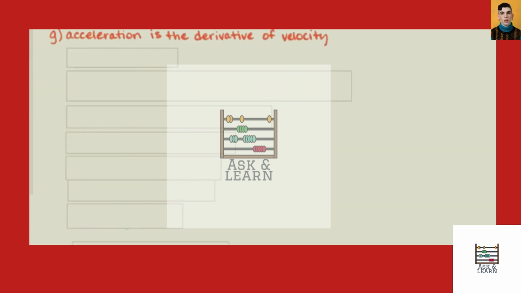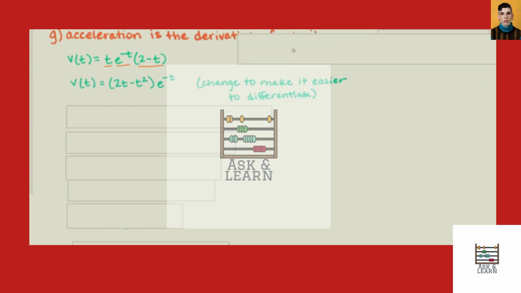Part G is to find the acceleration, and remember acceleration is the derivative of velocity. So here's the velocity, and notice that it's a triple product. We have t, times e to the negative t, and times 2 minus t. And unless you really are gung-ho about using the triple product rule, I would suggest that we simplify our velocity equation before we find its derivative.